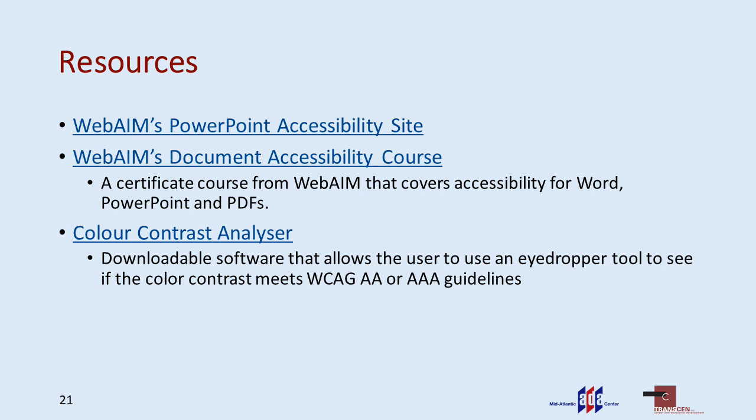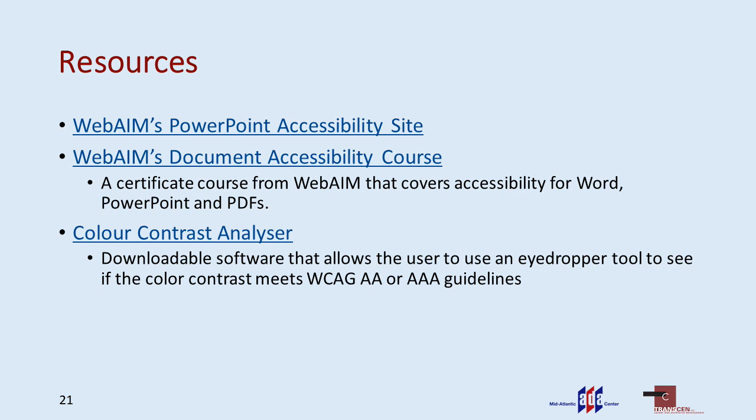The second resource is WebAIM's Document Accessibility course. It's ideal for people who really want to dive into the world of accessibility. It's a certificate course provided by WebAIM that covers accessibility for Word, PowerPoint, and PDF. No skills are required besides a basic working knowledge or familiarity of Word, PowerPoint, and Acrobat.